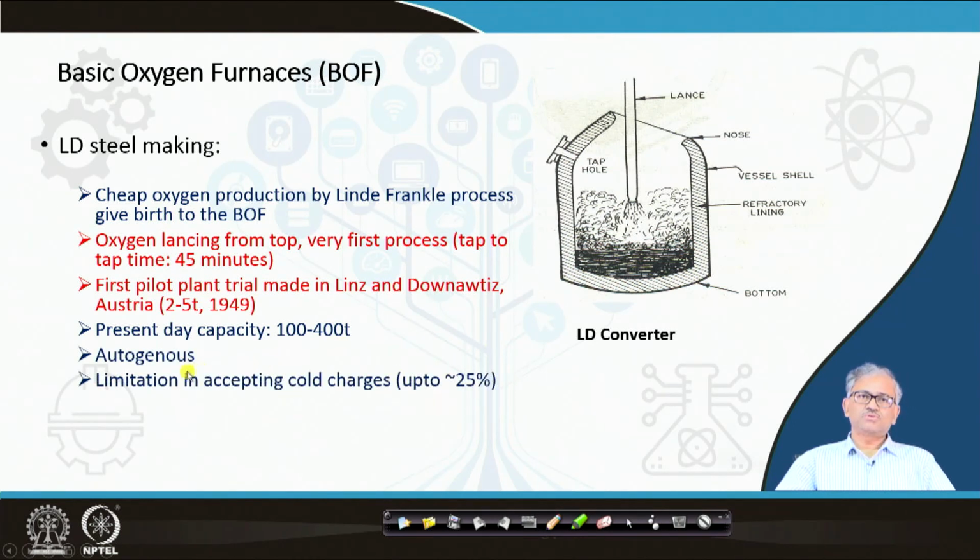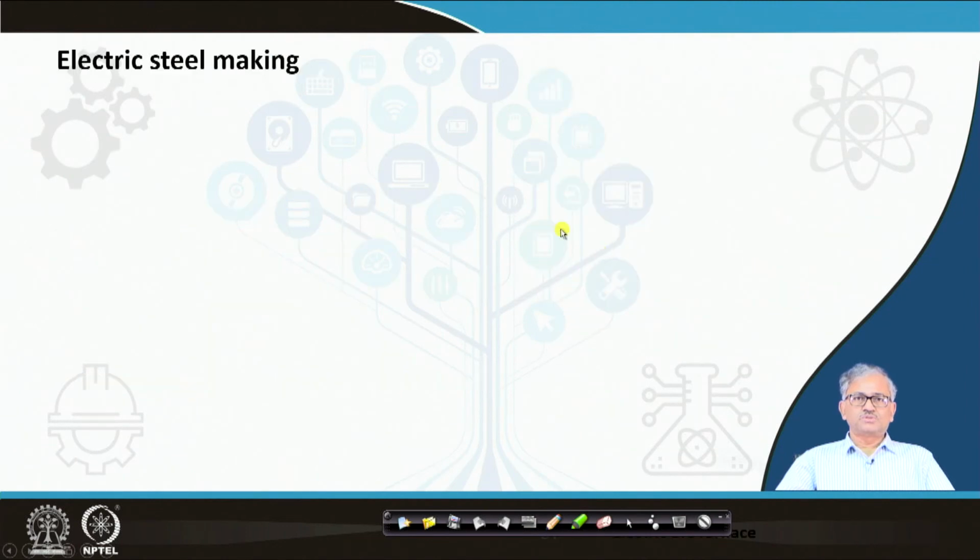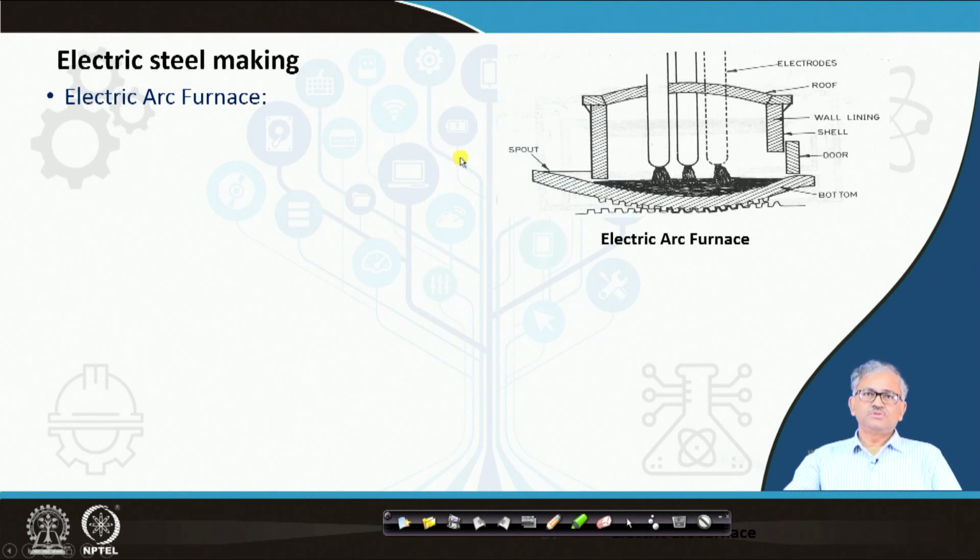It is also an autogenous process, not only because oxygen is coming, but since the partial pressure of oxygen is very high here, the heat generation is also quite high, so you can accept some amount of cold charge also. And then came the electric arc furnace. I said the electric arc furnace was introduced.